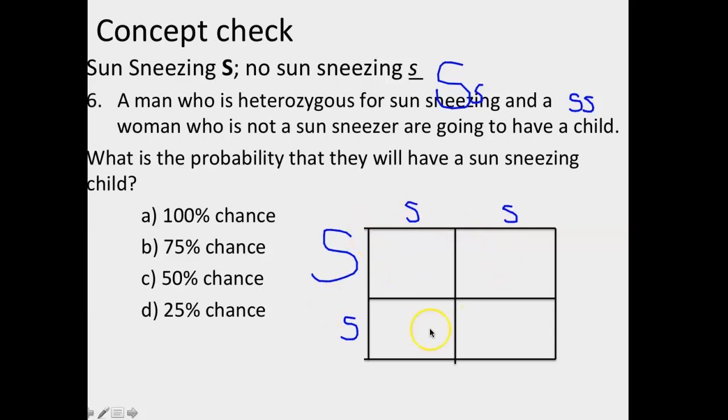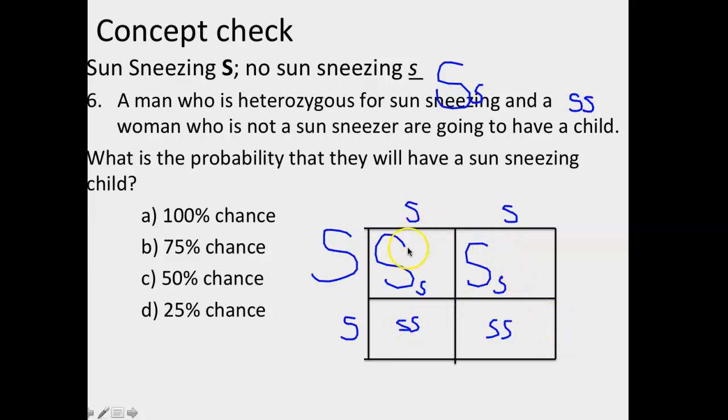So when you put the gametes together in any possible combination, we're going to have a big S in this box, little s, big S, little s. This is little s, and this is little s, little s. So let's take a look at the chances that they have. So we have 4 boxes. 2 of those boxes contain big S's, and then 2 of those boxes contain homozygous recessive.